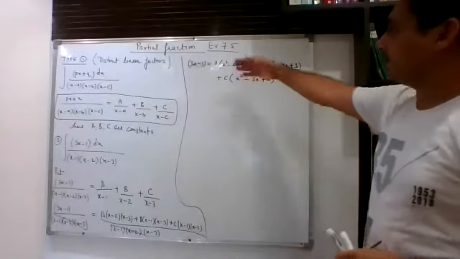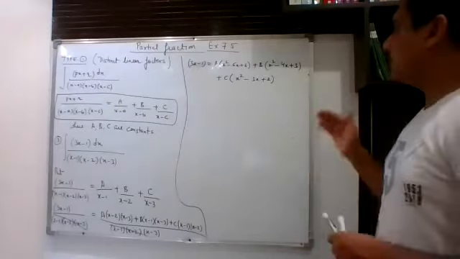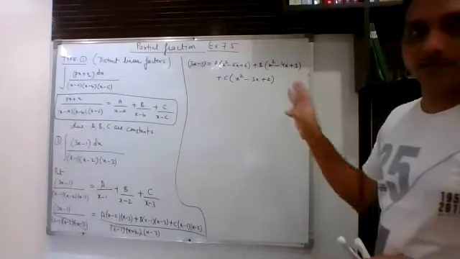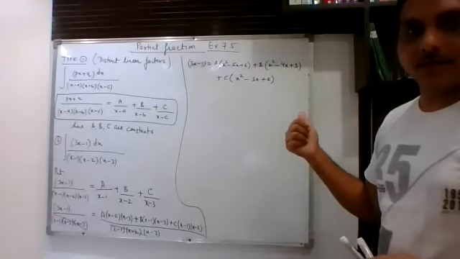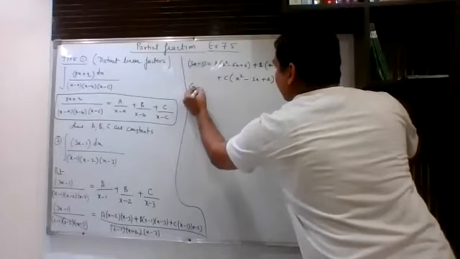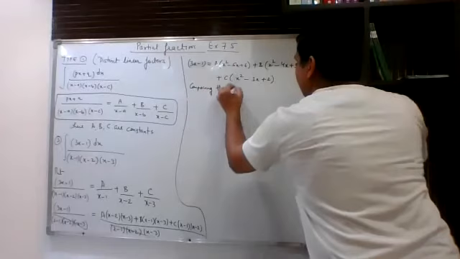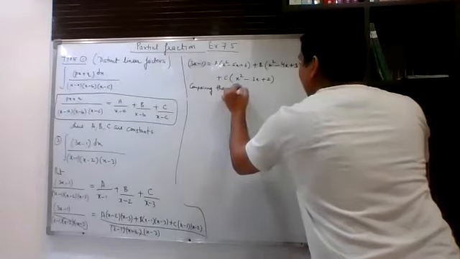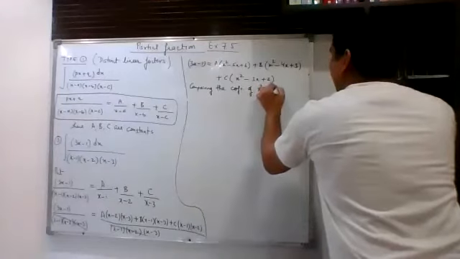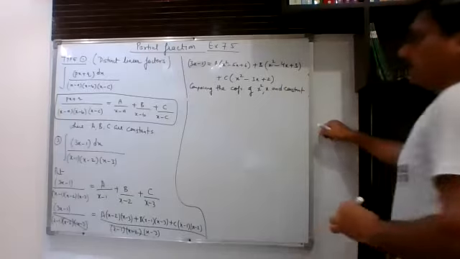Now I will get those 3 equations. How to get those 3 equations? You will say comparing the coefficients of x square, x and constant on both the sides. So you will get 3 equations because here we have 3 unknowns. When you do this, you will get 3 equations.